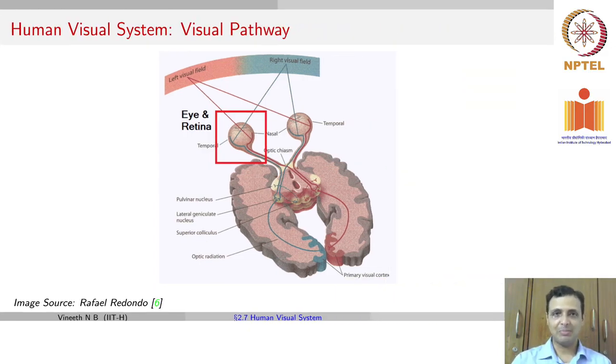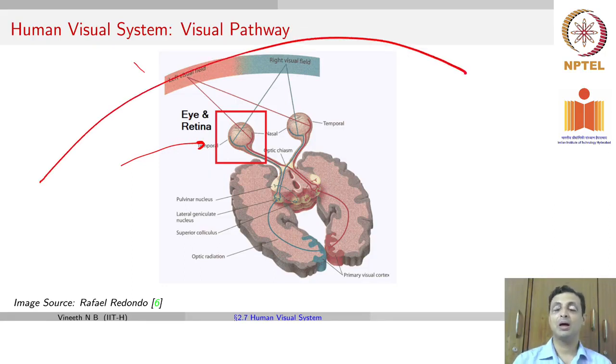So the human visual system can be summarized in this diagram. There's a lot more detail than what you see in this diagram here. But what you see here is the eye and the retina, and the scene around you is here around the human, and the left visual field and the right visual field fall on both the eyes. And then you can see that the right eye goes to the left part of the brain, which is drawn in the blue color here, and similarly the input to the left eye goes to the right part of the brain, drawn in red color here.